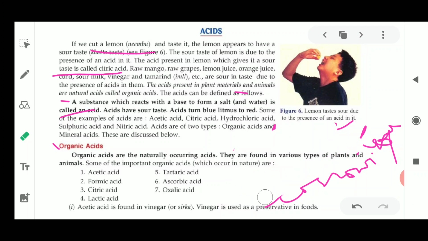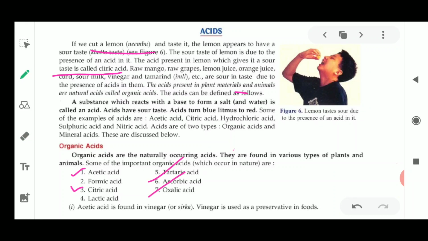Now there are two types of acid. The two types of acids are the organic acids and the mineral acids. The acids which are obtained from nature or from natural things are known as organic acids. The examples of organic acids are as follows: acetic acid, formic acid, citric acid, lactic acid, tartaric acid, ascorbic acid, and oxalic acid.